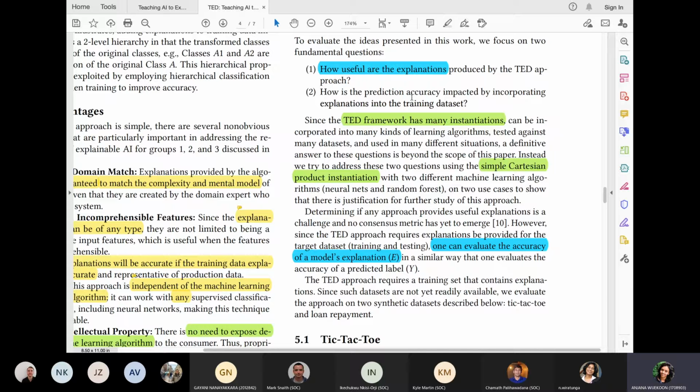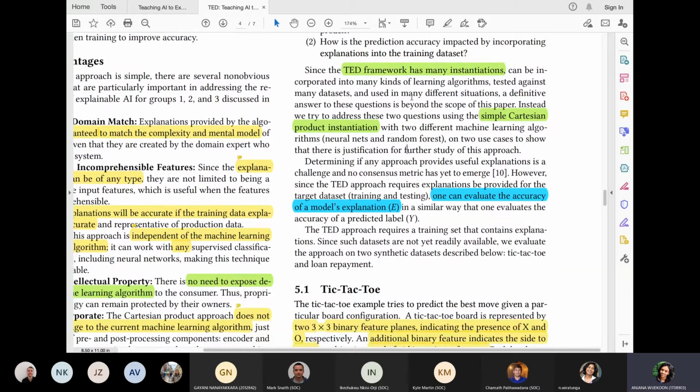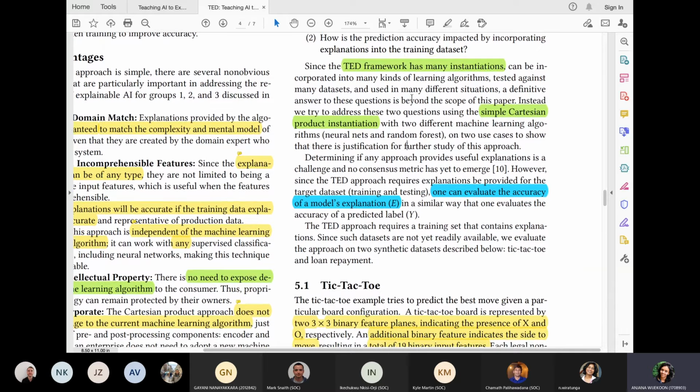But I can see how difficult it is to give a quantitative measure of usefulness. So yeah, the second one they're looking at is how the prediction accuracy is impacted by incorporating these explanations. Whether the Y label prediction accuracy is affected negatively by increasing the number of classes, everything we discussed here with not having enough data for some of the classes, things like that.